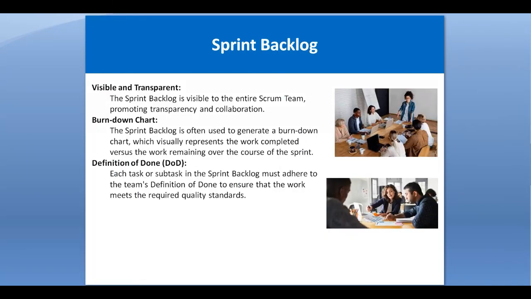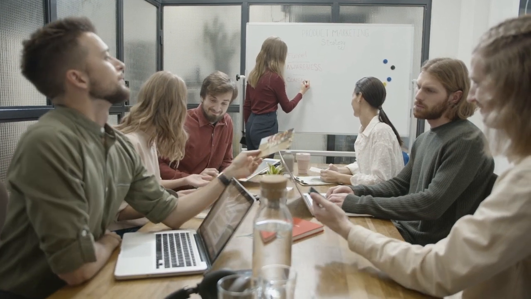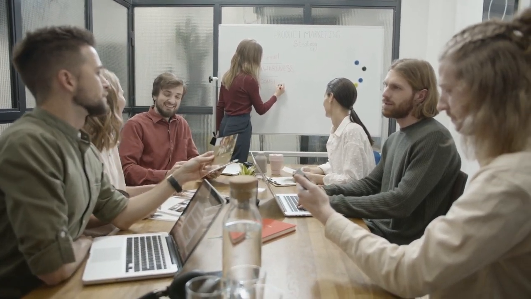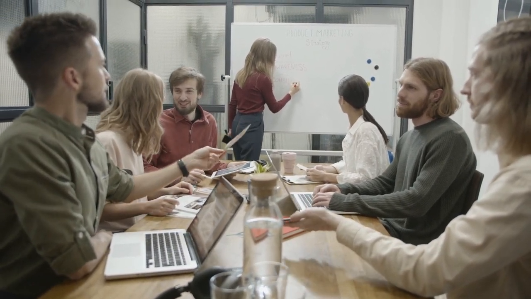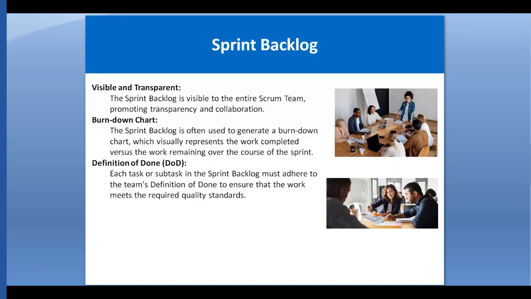Visible and transparent means the sprint backlog is visible to the entire Scrum team. Normally we can use Google Docs, so that every team member can access the sprint backlog easily, and it promotes transparency, collaboration, and visibility, and everyone knows the status of the sprint backlog easily, especially the Scrum development team.